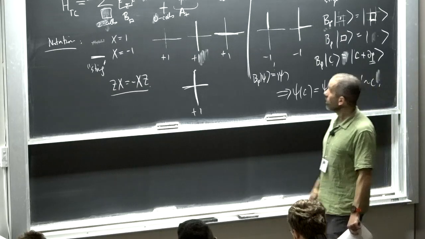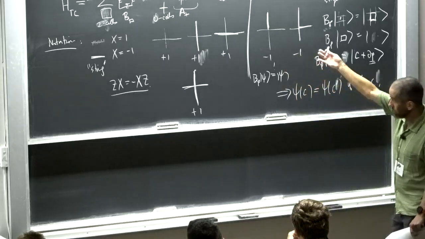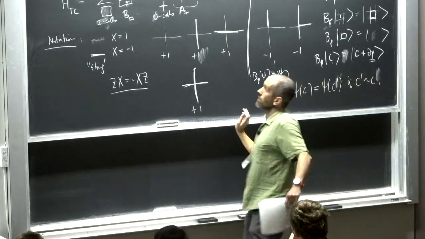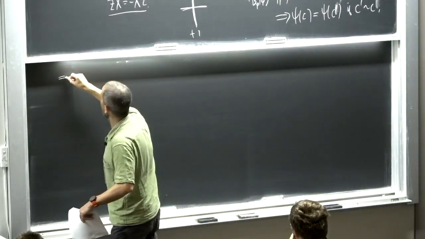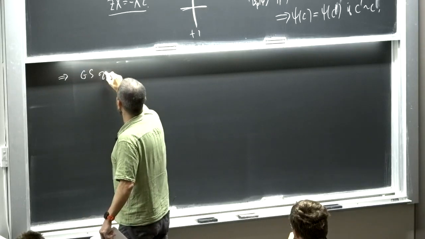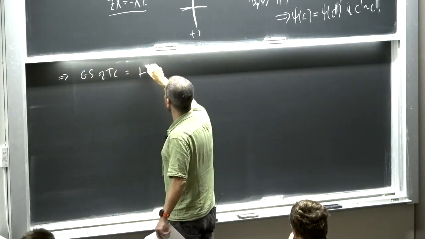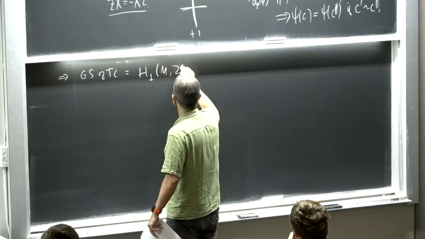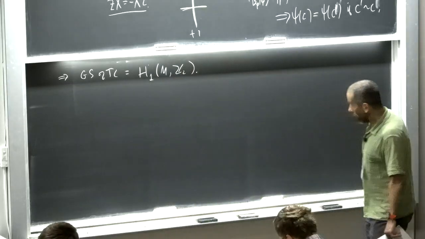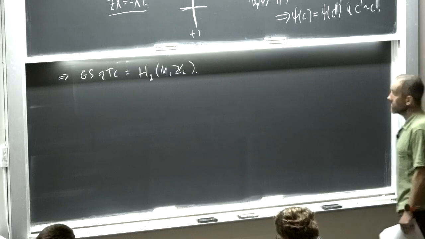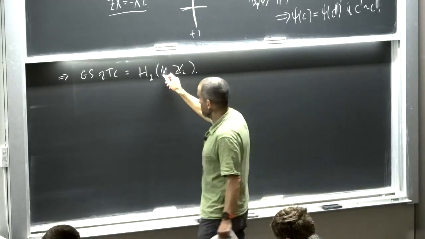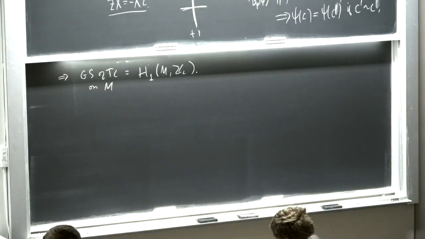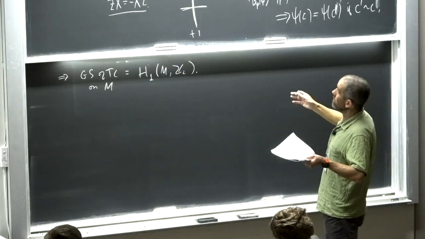Okay, so what we've learned is that the ground states of this simple model precisely correspond to the ground states of the toric code, which are the first homology. That's the lower one, yes. First homology of the spatial manifold with Z2 coefficients. The Z2 is just because of this mod 2 business. And M is space.